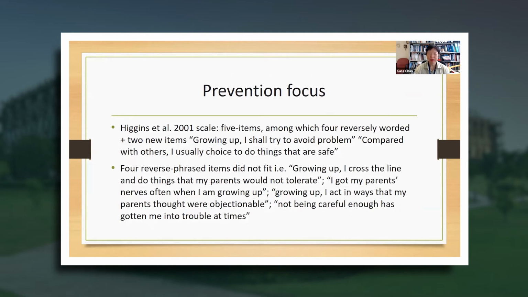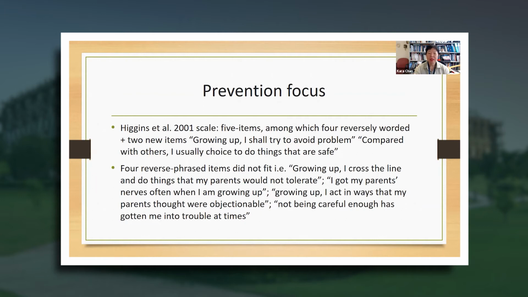The original scale didn't have a lot of items, only 5 items. Nevertheless, 4 of those items were reversely worded, and reversely worded items didn't work well in the Chinese context. For example, "Growing up, I crossed the line and did things that my parents would not tolerate." So it seems to be quite negative. And the children maybe sometimes don't want to admit that they are doing something not approved by their parents. So all these 4 reverse-phrased items didn't work.